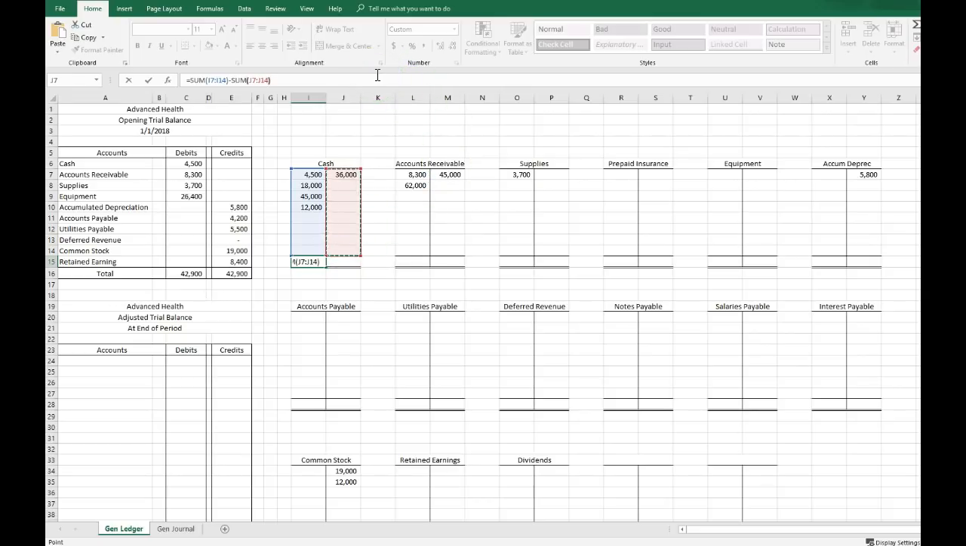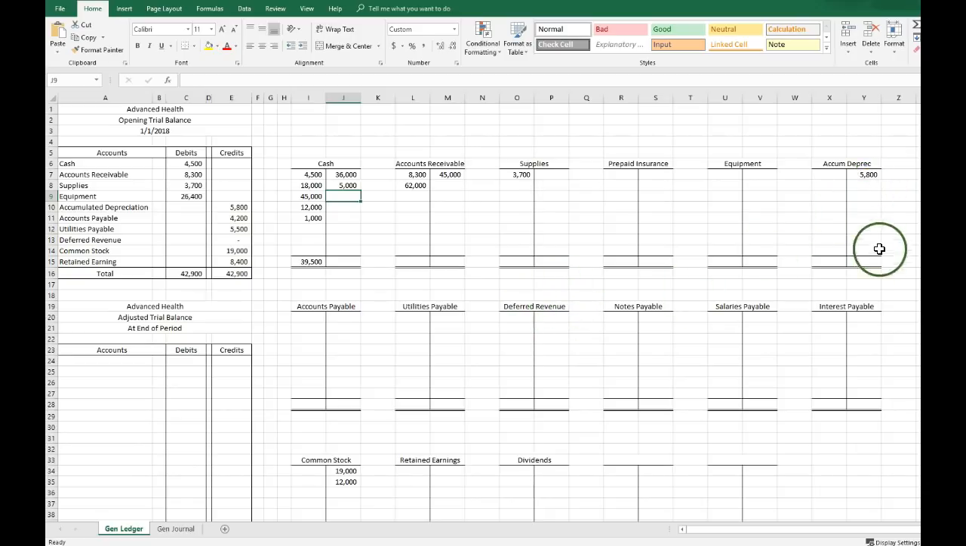Close the parentheses, and then when I hit enter, it automatically adds everything in the debit column and subtracts everything you would have in the credit column. So if you posted more numbers in here, let's say you had $1,000 that came in over here, and you had $5,000 that came out over here, then you can see the number would change as you added more items. So do this for every account.